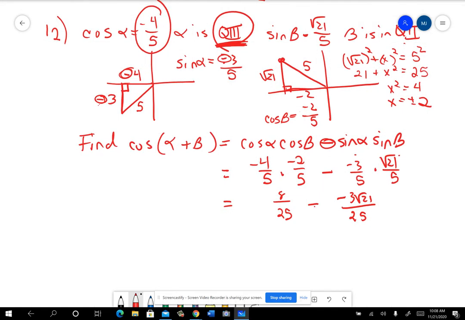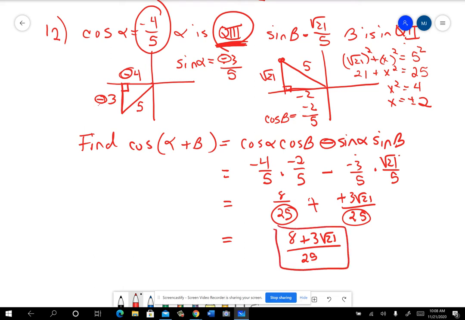Okay, and then minus a negative becomes plus. So this one's not so bad because you already had common denominators. So it's 8 plus 3 square root of 21 over 25. Okay, and that is your final answer.